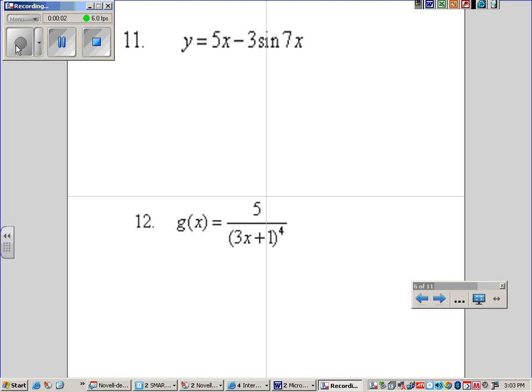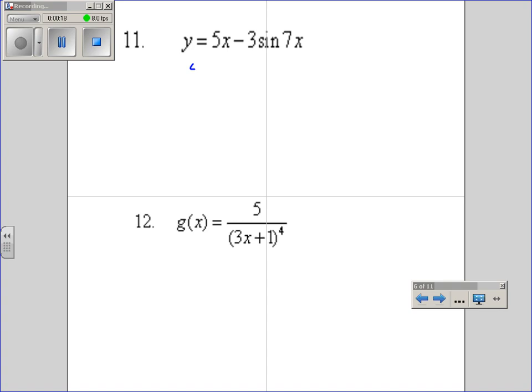Alright, now for number 11 through 20. If we look at this problem, make sure you know if you have a plus or minus. I just want you to take the derivative of whatever this function is, and then the derivative of whatever this is, and then just put a plus or minus in between them. Don't make it more challenging than it is. Just treat it like two separate problems.